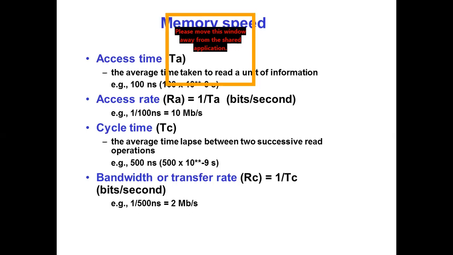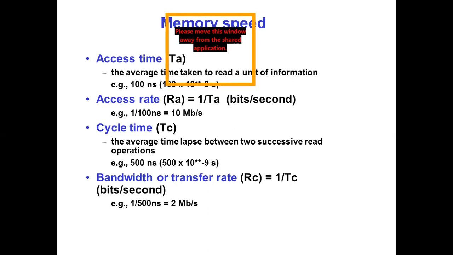Cycle time, how can we calculate the cycle time? It is represented by TC, and it is the average time lapse between two successive read operations. For example, 500 nanoseconds. This is the average time, and we can represent it as 10 to the power minus 9, or write ns for nanoseconds. This is the unit for it.